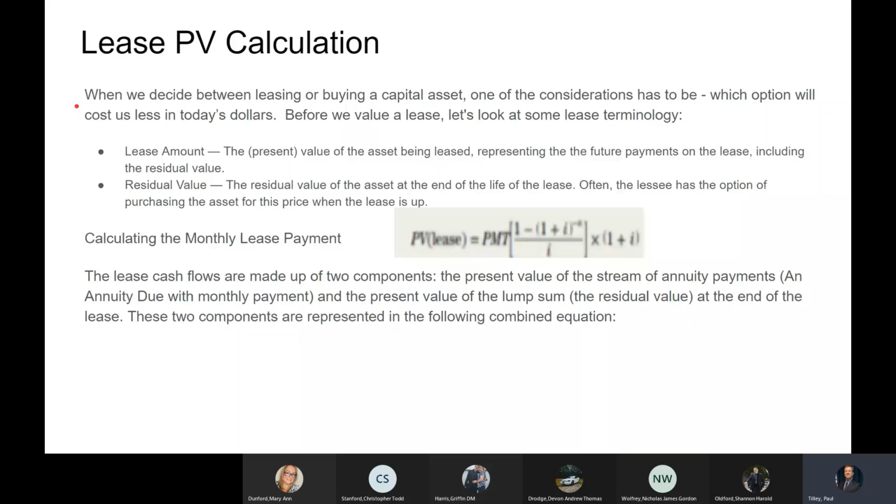The lease problem is almost identical, okay, in terms of how that works. It's only when we talk about a lease, we're talking about a constant flow. So this is an annuity.